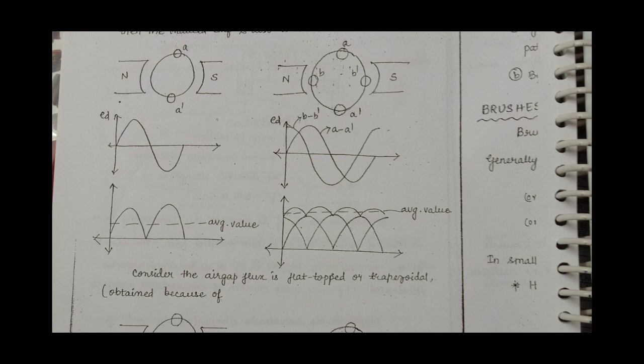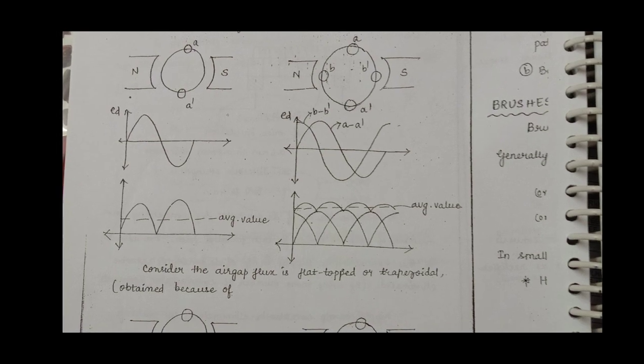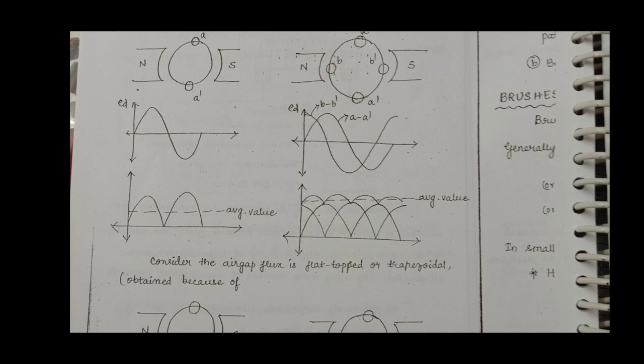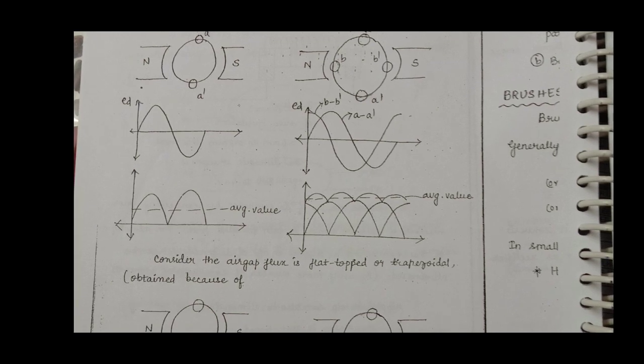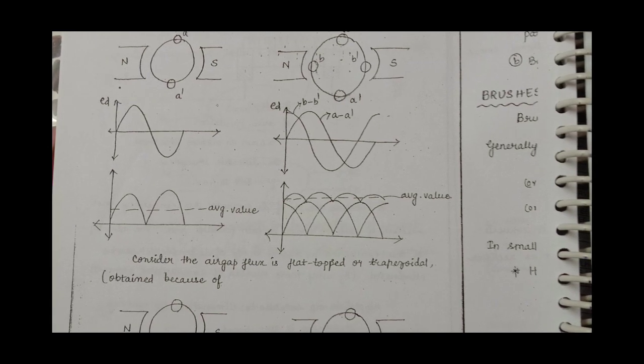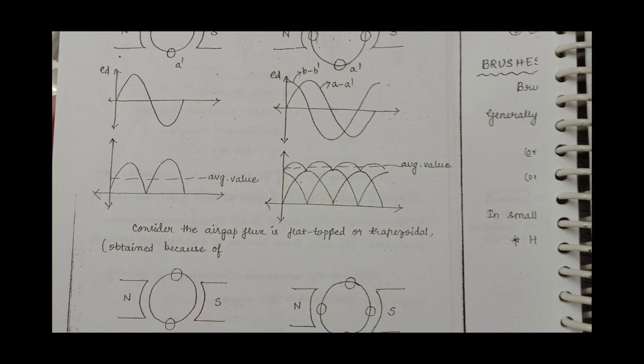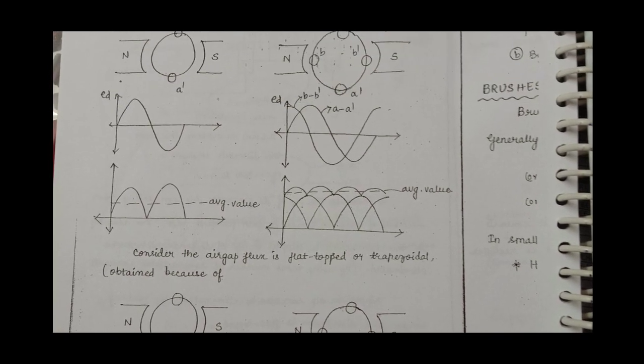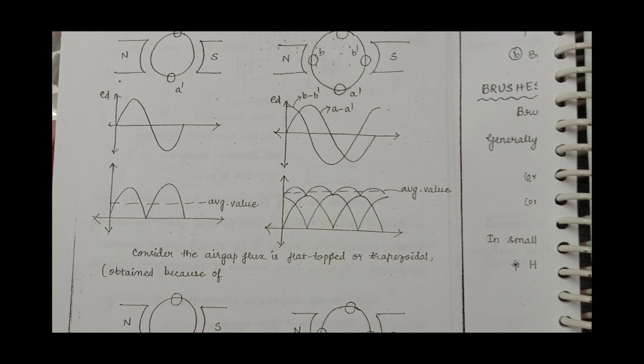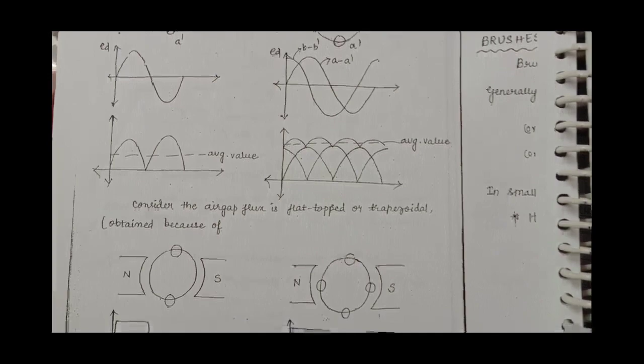So with one coil A dash, we get figure 1, and with two coils we get figure 2. With figure 2 we can observe a more flat waveform, whose average value is a DC, but in figure number 1 the average value is a pulsating value.